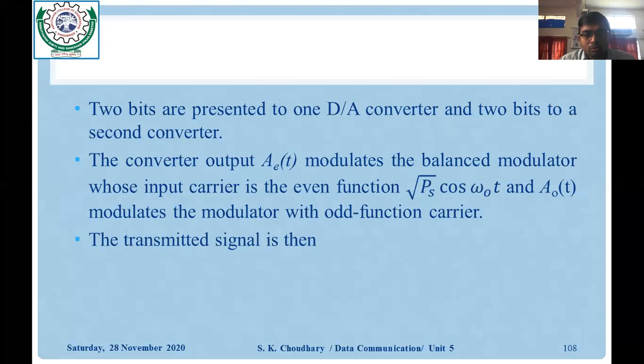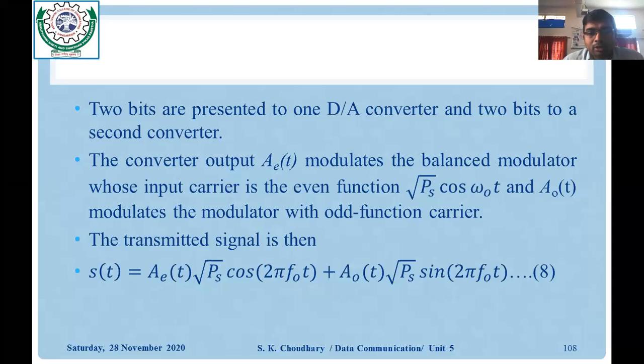s(t) is equal to A_e(t) square root of P_s cos omega naught t, or 2 pi f naught t, plus A_o(t) square root of P_s sin omega naught t. This is equation number 8. That is nothing but the final QAM signal that would be transmitted to the channel. It is the final QAM signal.